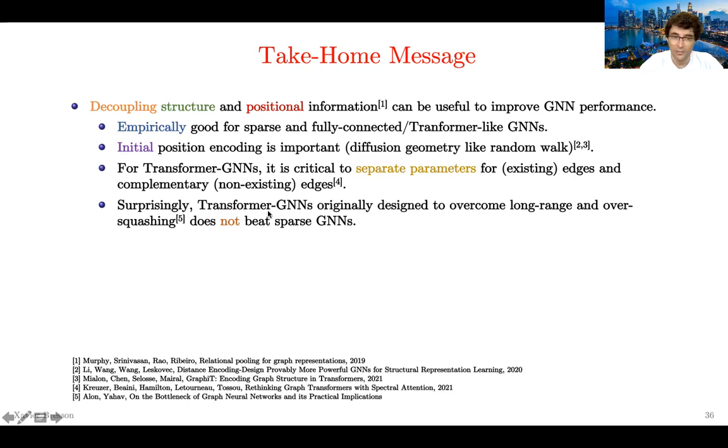And surprisingly, transformer GNNs, originally designed to overcome the long range interaction between nodes and also over-squashing, actually do not beat sparse GNN here. So there is something interesting.